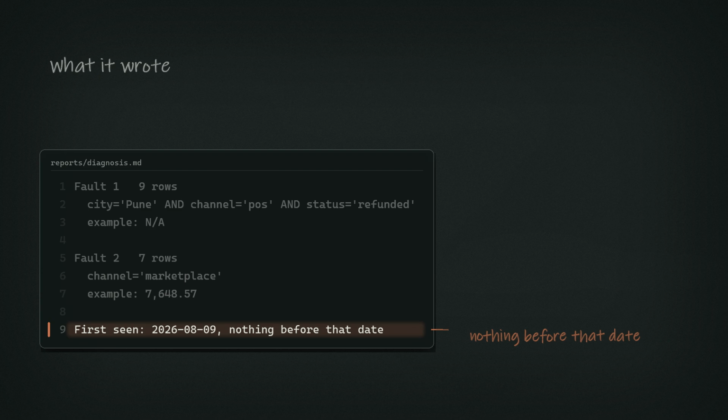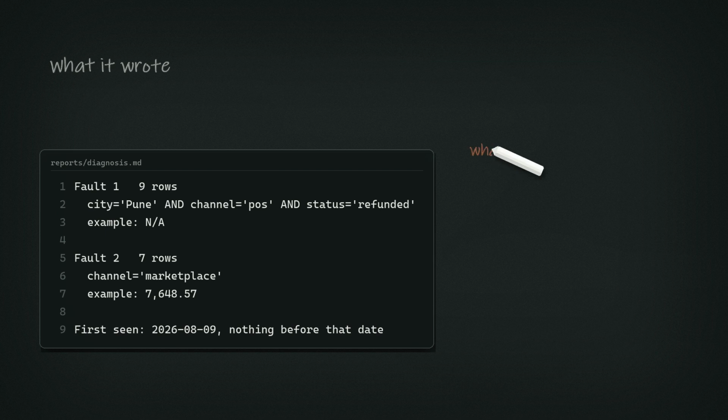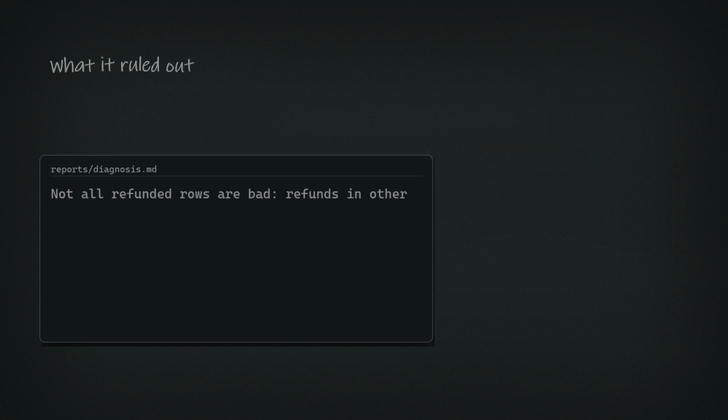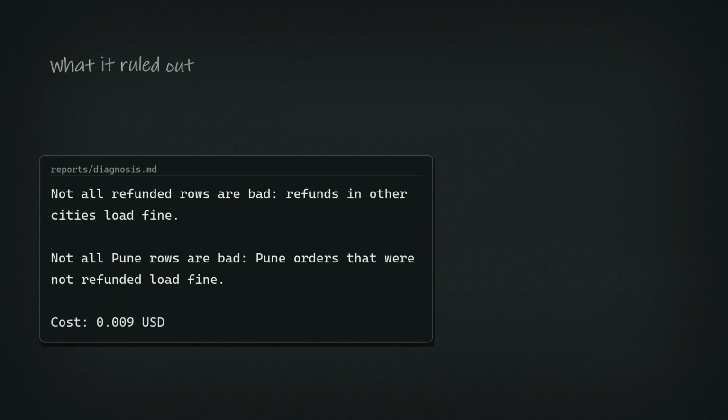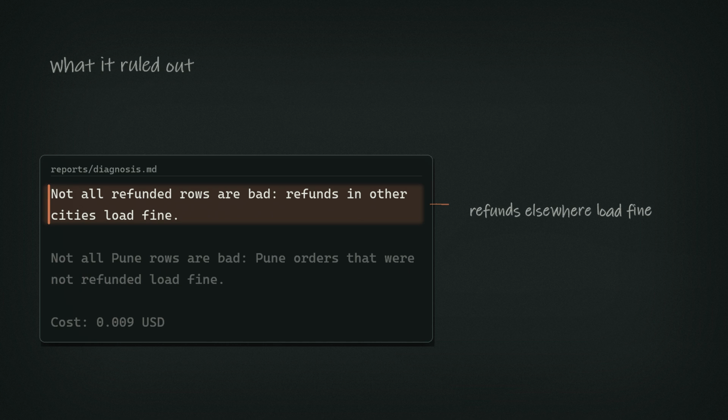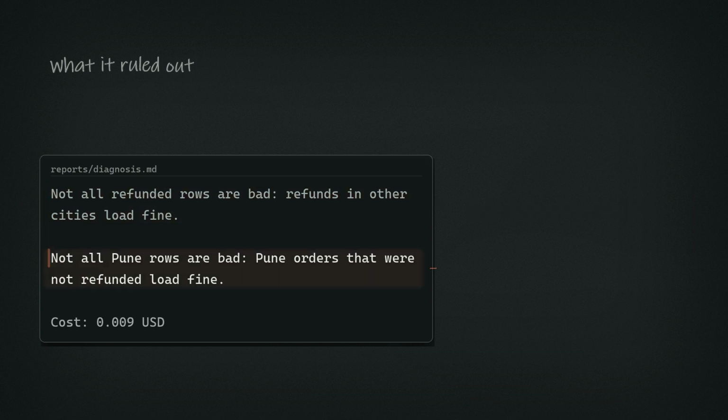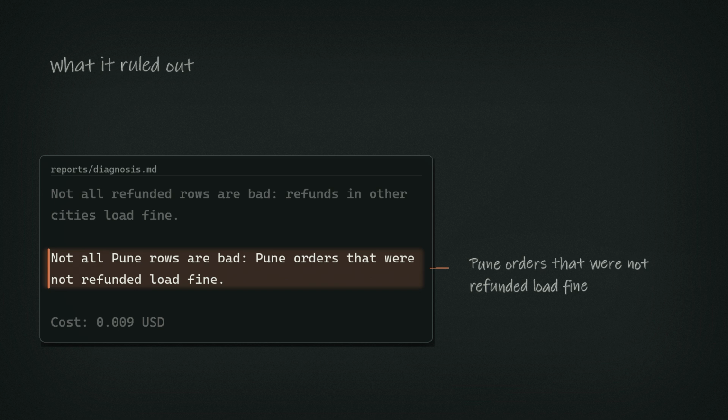Nothing before that date. That single line is the most useful thing in the report, because it turns this from a data problem into a question you can go and ask somebody. What changed yesterday? And then the part I care about most. What was ruled out? Not all refunded rows are bad, because refunds in other cities load fine. Not all Pune rows are bad, because Pune orders that were not refunded load fine.